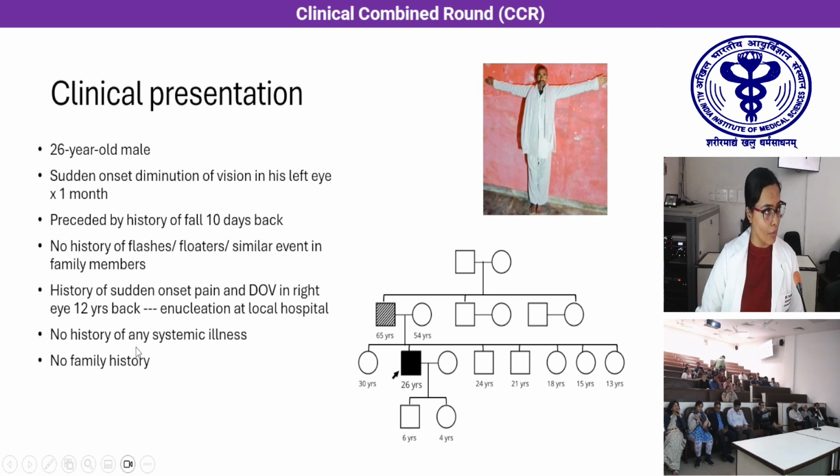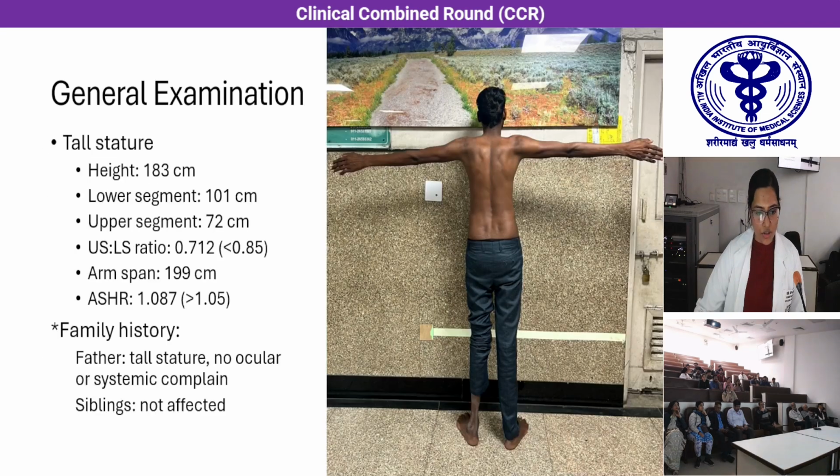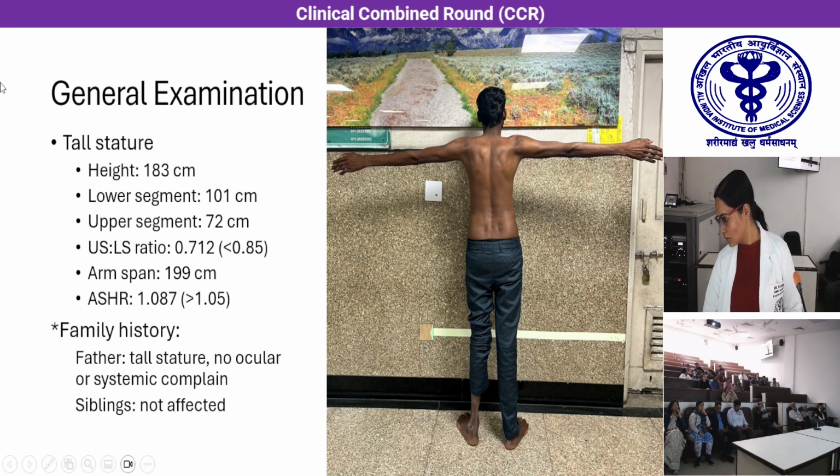However, he had an abnormally tall stature and they gave a similar history in father. So we made a pedigree chart where the father was unevaluated, and as per the history, he is systemically fit right now. On general examination, he had a height of 183 centimeters and a reduced upper limb lower limb ratio of 0.712 and an increased arm span to height ratio of 1.087.